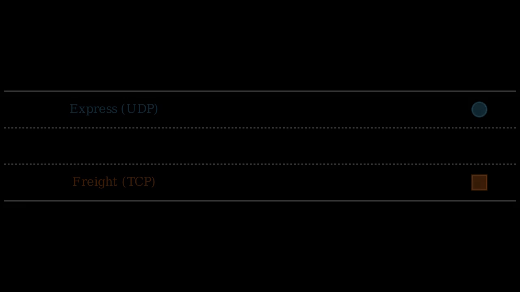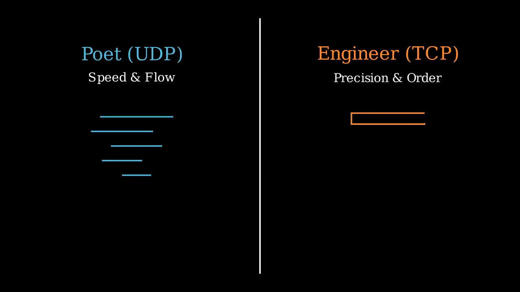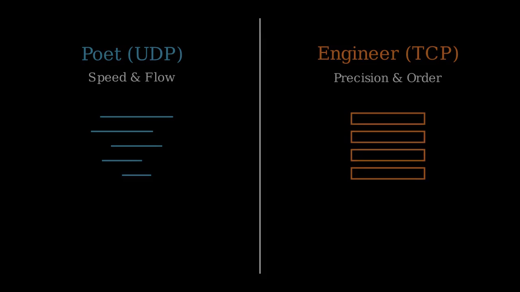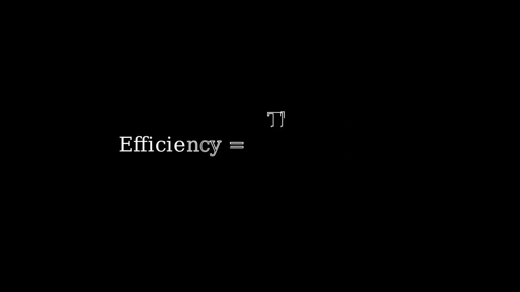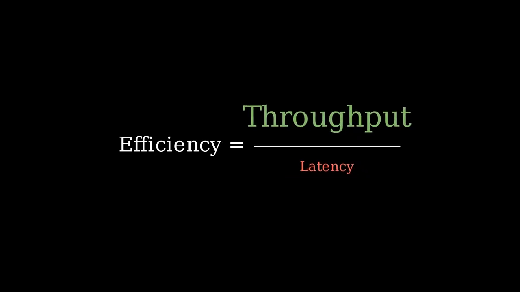Why the difference? Think of UDP like a poet writing verses, focusing on speed and flow, where missing a word here or there simply does not matter. In contrast, TCP is like an engineer drafting a manual, where every single line must be precise and in perfect order. To understand this trade-off, look at the efficiency formula, which is throughput divided by latency.